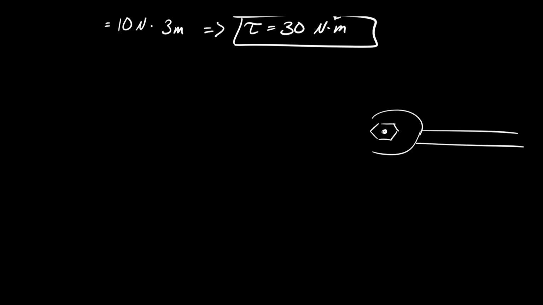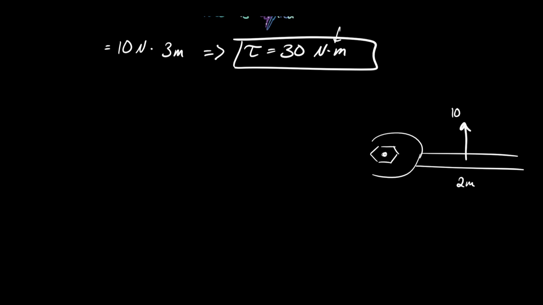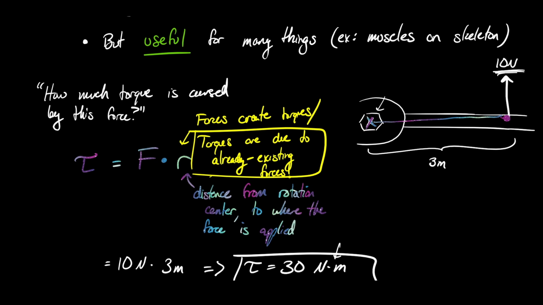Let's say I don't push quite straight on this, or actually let me save that for a second. Let's say I push at a different location. Instead of pushing at 3 meters, let's say I push at 2 meters with the same force. Remember, torque is force times the distance between the rotation point and the application of the force. So in this case, I still have a force of 10, but now I'm only multiplying by a distance of 2 meters. The result is only 20 newton meters, which is less than this one, even though I pushed with the same size force.